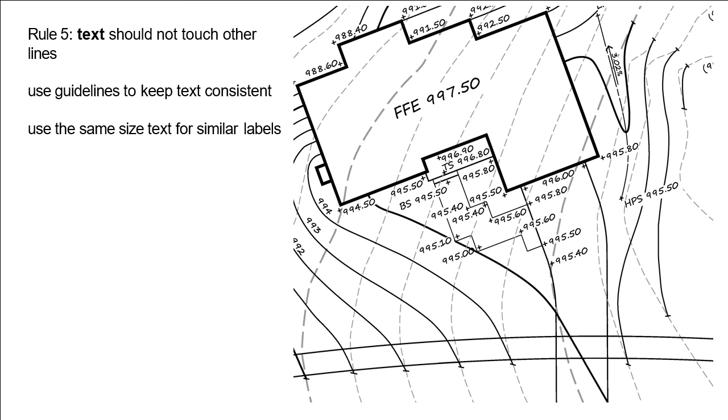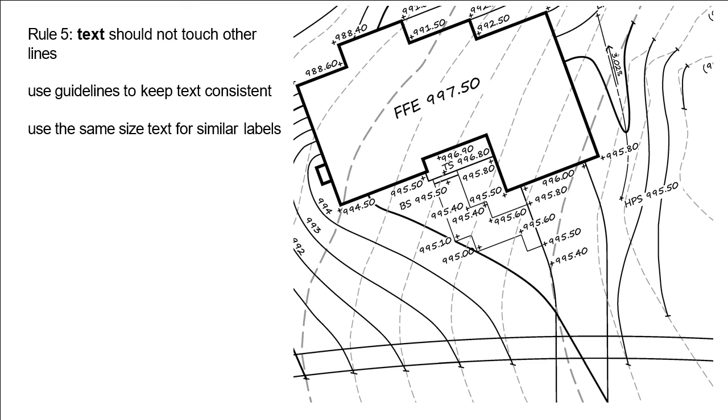Rule number 5 is about text. Text, for example, should not touch other lines. If it is crossing another line, you need to break the other line or use text mask so that the text is clearly readable. The reason for this is that the text is the legally binding part of a drawing or a document, and therefore you have to make sure that they are clearly visible to everybody.